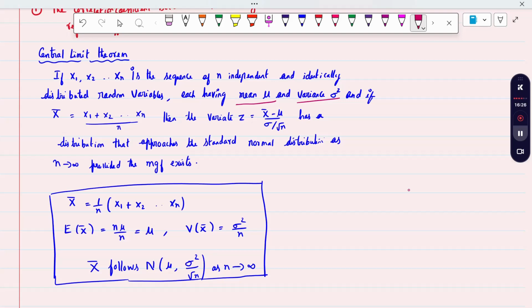Do you remember this concept? We have seen this in the normal distribution: z equals x bar minus mu divided by the standard deviation. But here it is divided by root n; that is the only change. It has a distribution that approaches the standard normal distribution as n tends to infinity, provided the moment generating function exists.